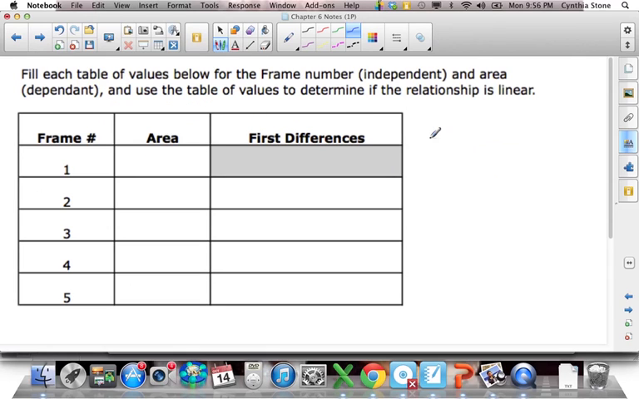Now the next one refers to the same frames. This time we're looking at area. Well, remember that area is side times side. So for this one, the side length was 1, so the area is going to be 1 times 1, which is 1. And this one, it's going to be 2 times 2, which is 4. This one had a side length of 3, so it's 9. This one has a side length of 4, so 4 times 4 is 16. And this one was 5, so 5 times 5 is 25. Because really, the frame number is the same as the side length.